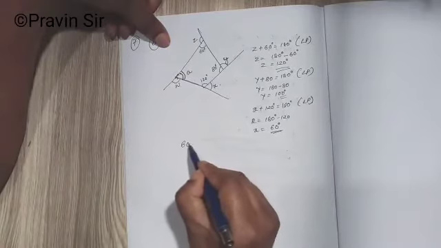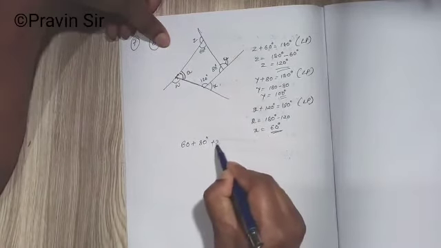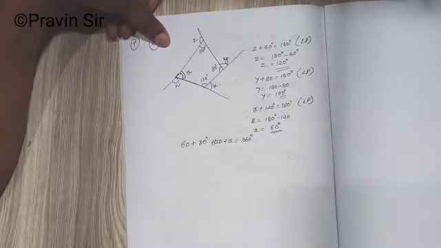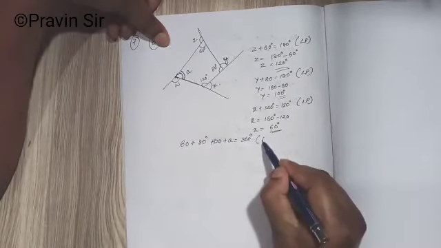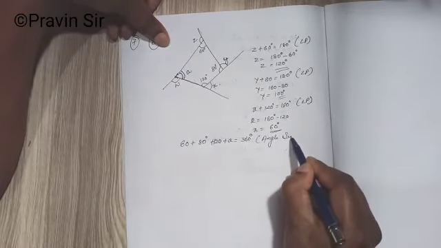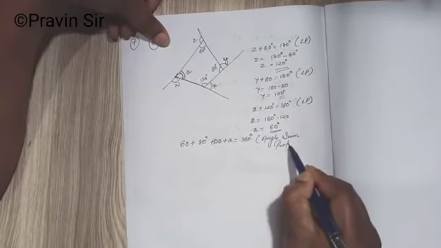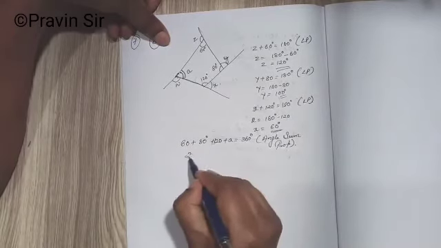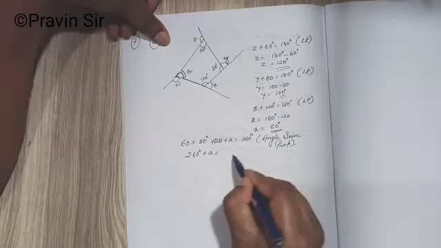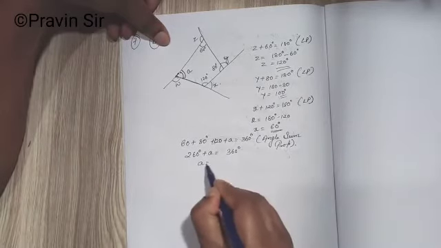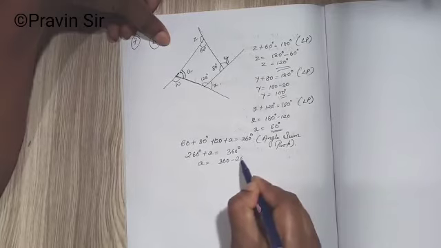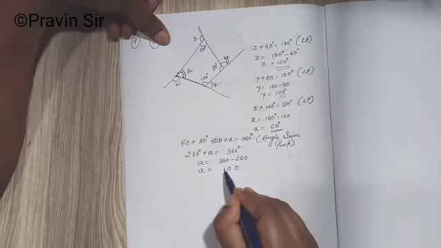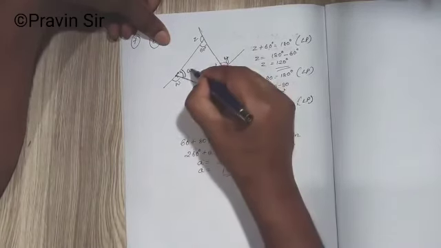So here 60 plus 80 plus 120 plus A is equal to 360 degrees. Why? It is a quadrilateral, that's why I am applying the angle sum property. So 60 plus 120 plus 80 is 260 degrees, plus A is equal to 360 degrees. So A is equal to 360 minus 260 degrees. So A we got is 100 degrees.